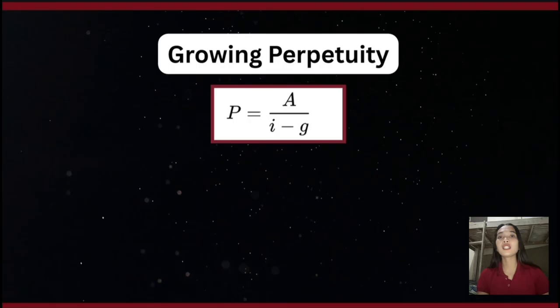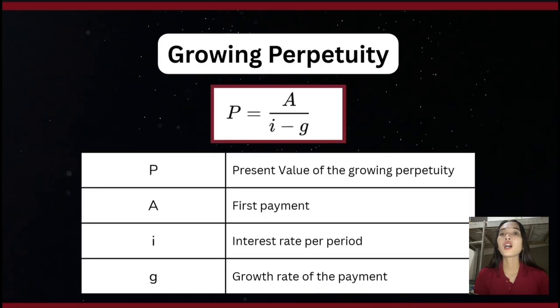So, here are the symbols that we need to be familiar with. First, we have the present value, which is P. We also have the A, where, same as earlier, A is the first payment or cash flow for year 1. And R, same as in the constant perpetuity, is the interest rate or required rate of return. And J is the growth rate of the payment.